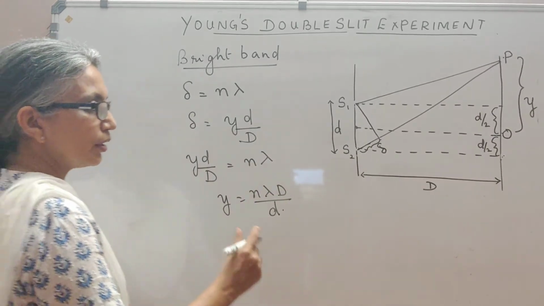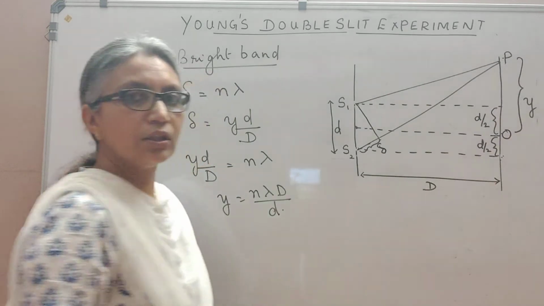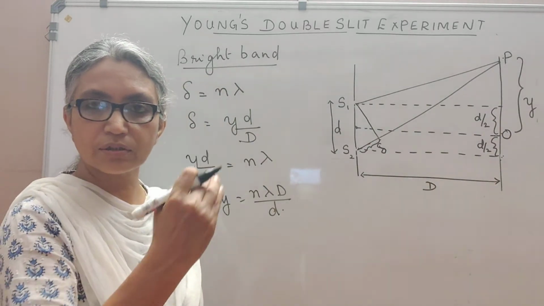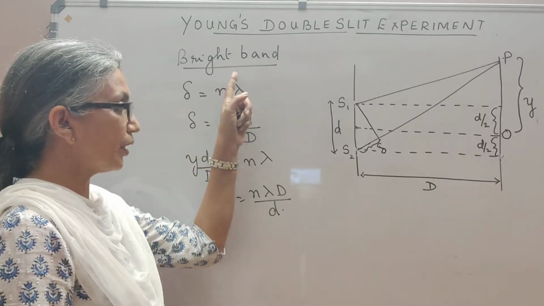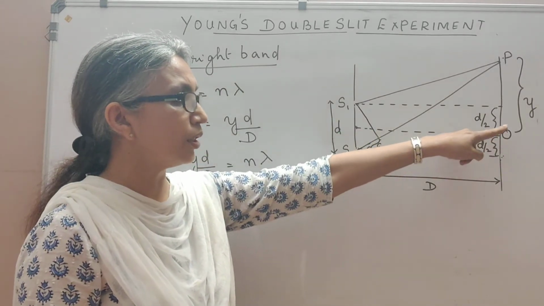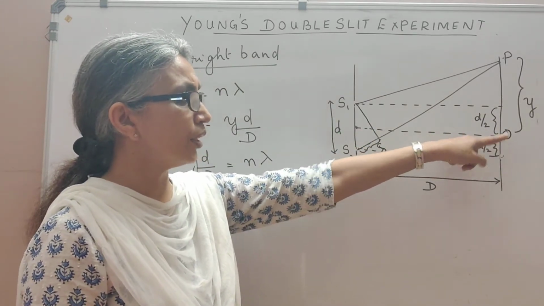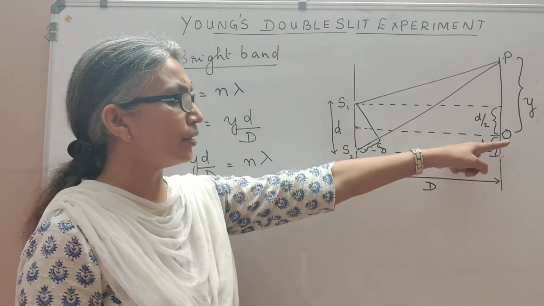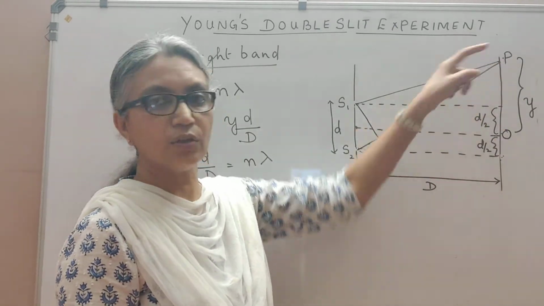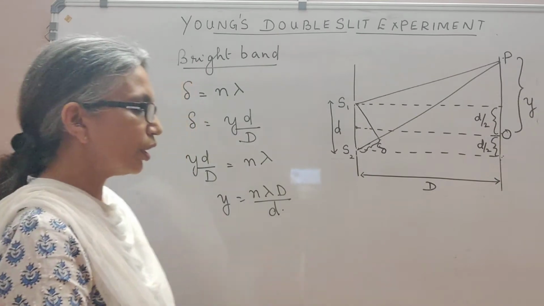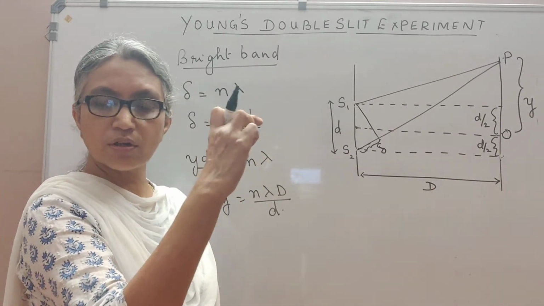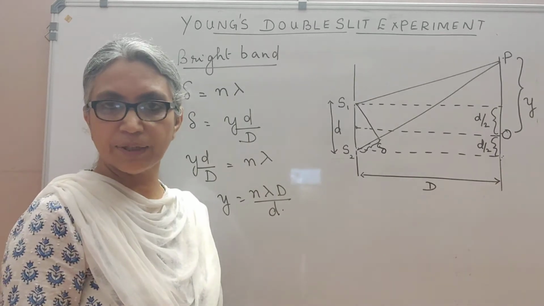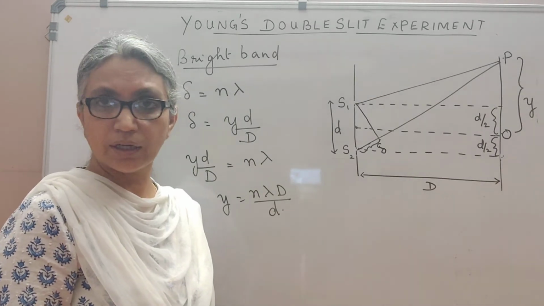Okay. Now I said once you get y, you can subtract two consecutive bright bands. So this is the expression for what? This is a bright band. So it is the expression for the distance of the nth bright band from the center of the screen. So if I subtract two consecutive bright bands, between two consecutive bright bands we have a dark band, I'll get the width of a dark band.